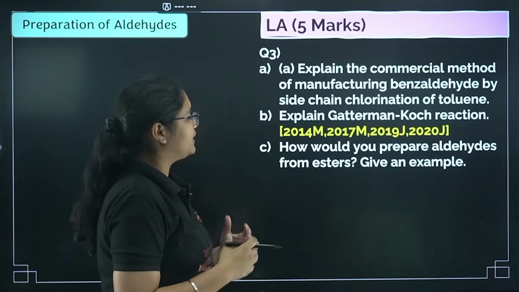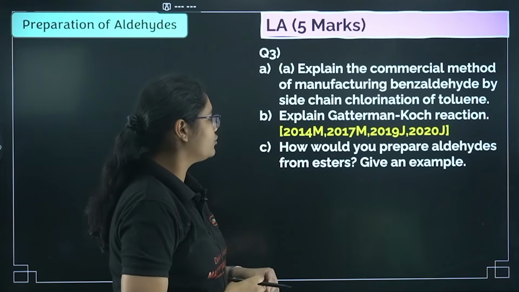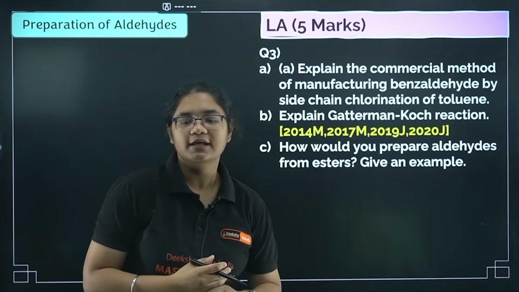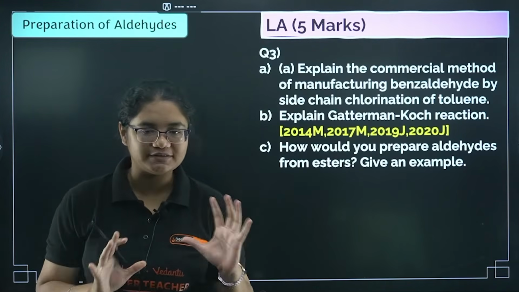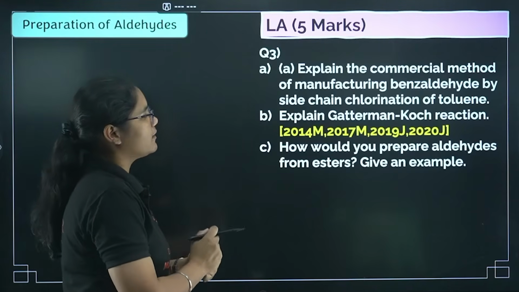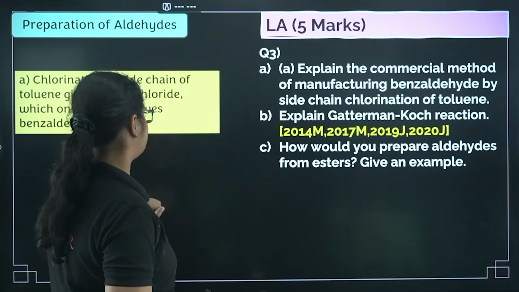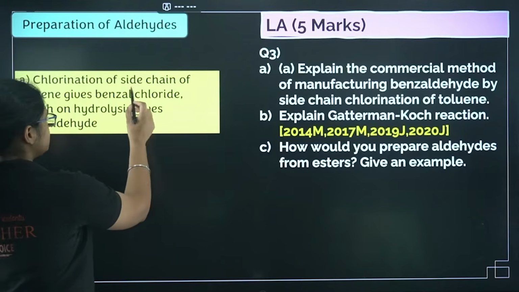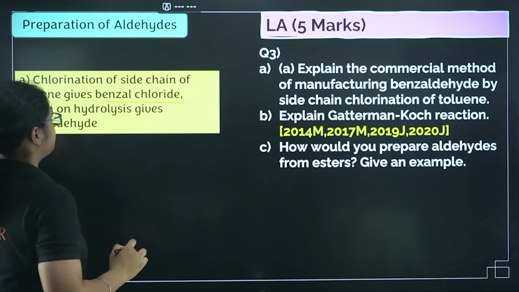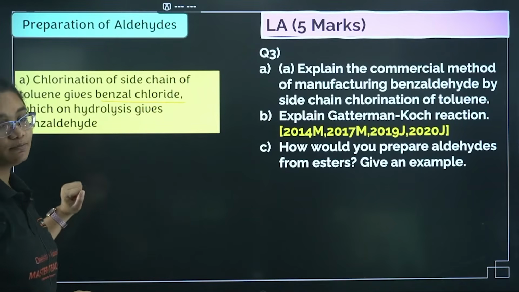Okay, next question: explain the commercial method for manufacturing benzaldehyde by side chain chlorination of toluene. Explain the Gattermann-Koch reaction, and how do you prepare aldehydes from esters? Give an example. These three questions are based on the preparation of aldehydes. The first one is to explain the commercial method of benzaldehyde by side chain chlorination. Chlorination of the side chain of toluene gives benzyl chloride. This name is important, please remember. On hydrolysis it gives you benzaldehyde.